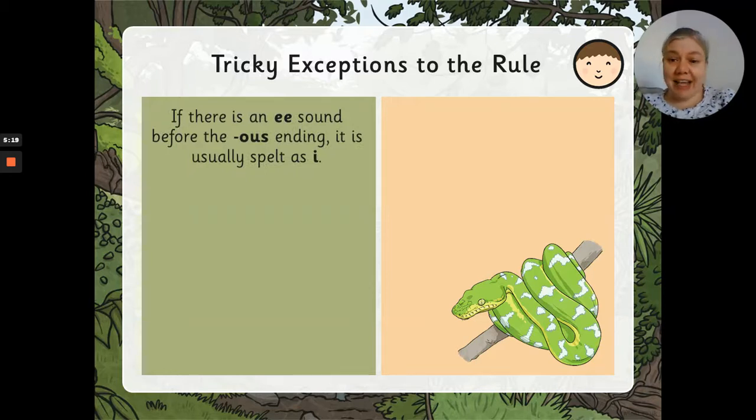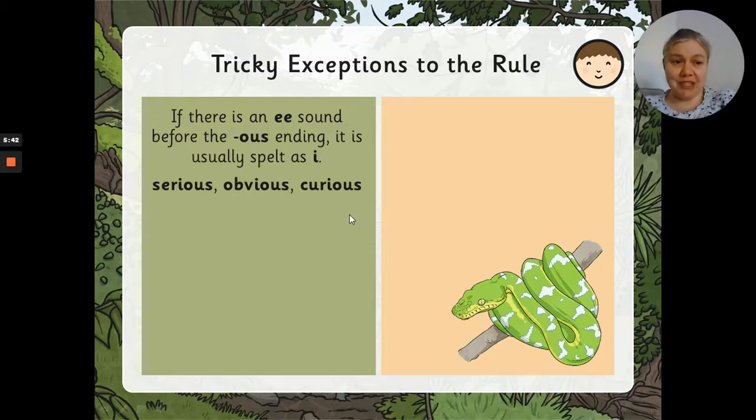If there's an E sound before the OUS ending, it is usually spelt as I. So for example, the words serious, obvious or curious. Serious, obvious, curious. And it's usually spelt with an I instead.